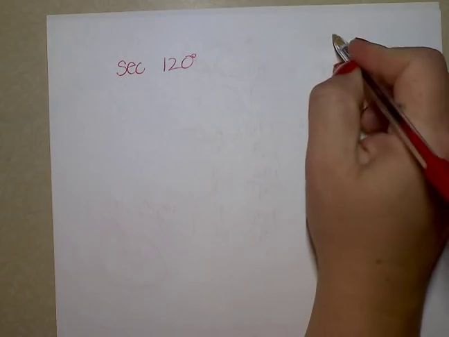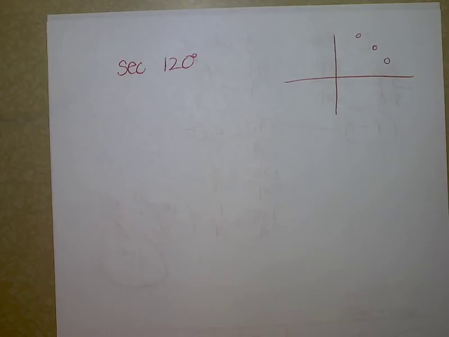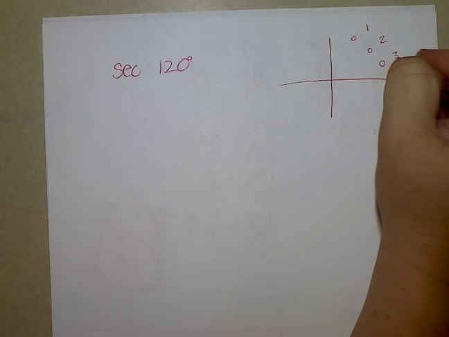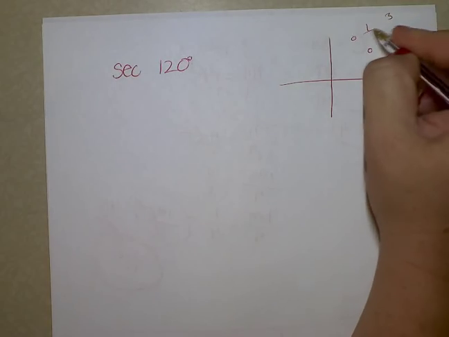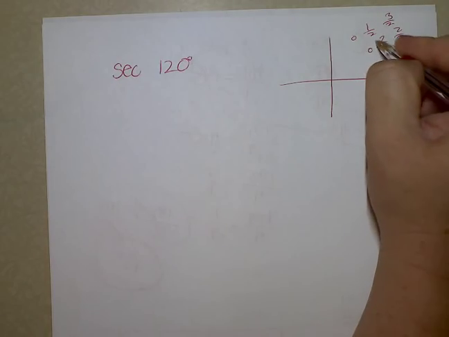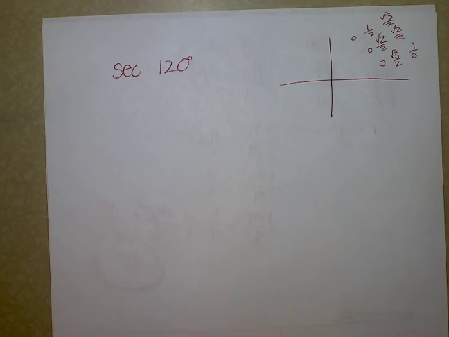Secant of 120 degrees. So the first thing I do is I draw, and I'm only going to be concerned with these 3. And then I write the ordered pairs. 1, 2, 3, 1, 2, 3. 2's on the bottom of everything. I know in the numerator anything with the 2 or 3 gets a square root.